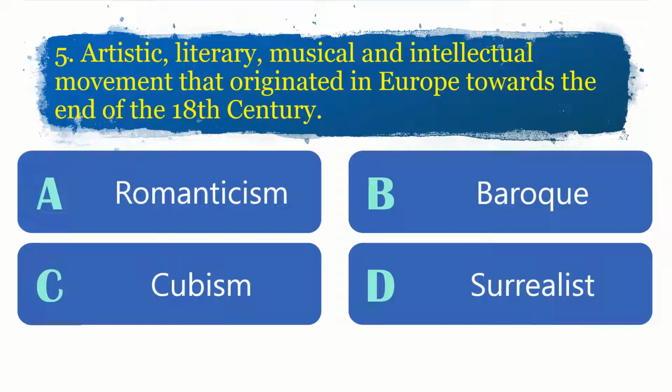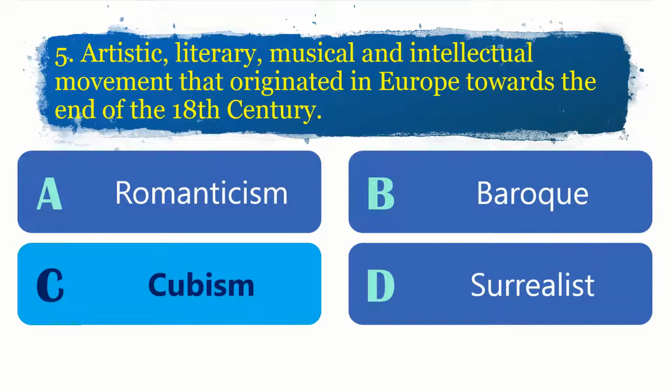5. Artistic, literary, musical, and intellectual movement that originated in Europe towards the end of the 18th century. A. Romanticism, B. Baroque, C. Cubism, D. Surrealist. The correct answer is C. Cubism.